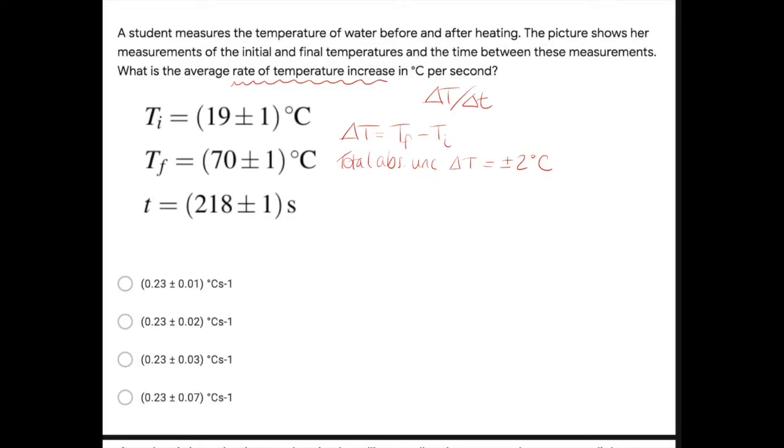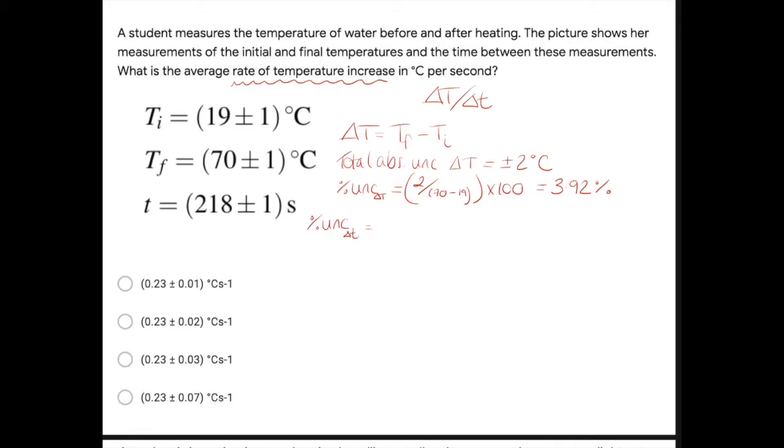Okay, and therefore what we now can do is use that to allow us to work out the percentage uncertainty in delta capital T. So if we do that first, the percentage uncertainty in delta T is our absolute divided by our actual value, which in this case is our 70 less our 19, and then we times that by 100. And when we do that, that comes out at 3.92%. So that's our percentage uncertainty in delta capital T.